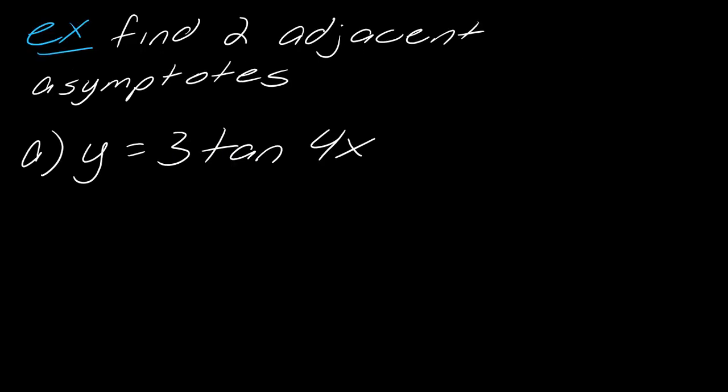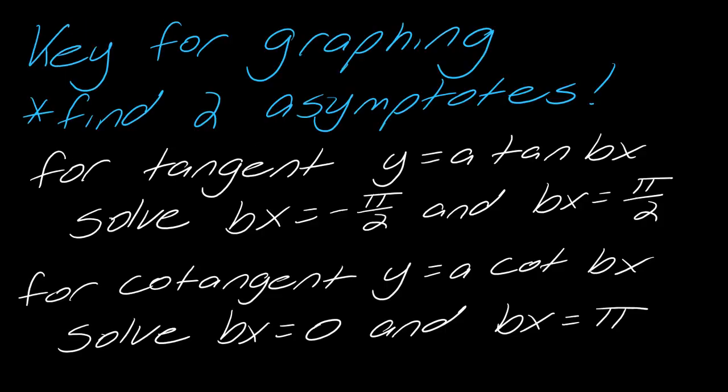Okay, cool. The other thing that's going to make or break you when you graph is you've got to know how to find the asymptotes, because that's actually going to help you decide what points to put in for your table. So if I start here with this first example, how do I find the adjacent asymptotes? I talked about this in my previous video on tangent and cotangent. If you have tangent, you have a function y equals tangent of bx. You solve this two-part equation: bx equals negative pi over 2 and bx equals pi over 2. And if you have cotangent, you set that up as bx equals 0 and bx equals pi.